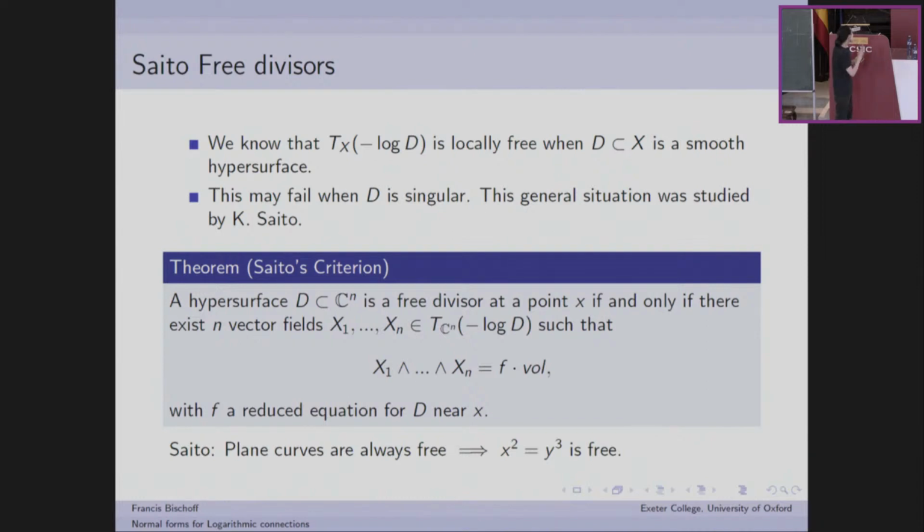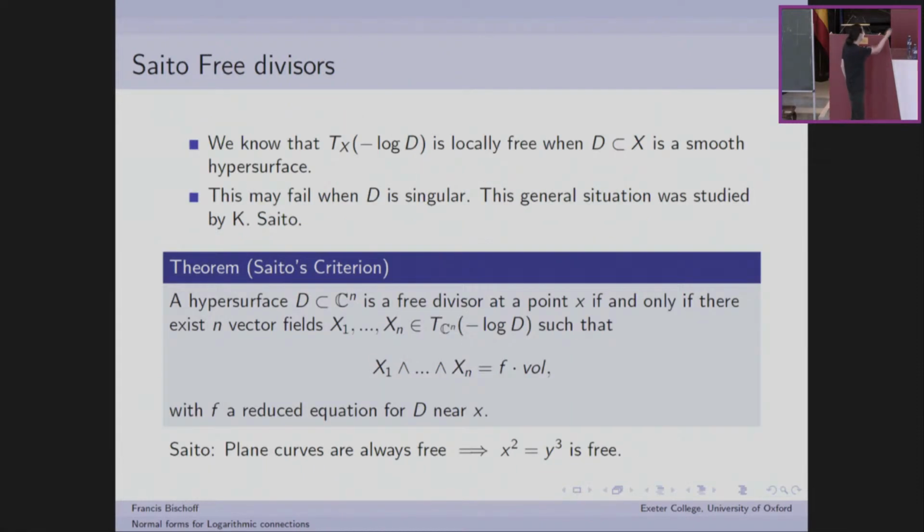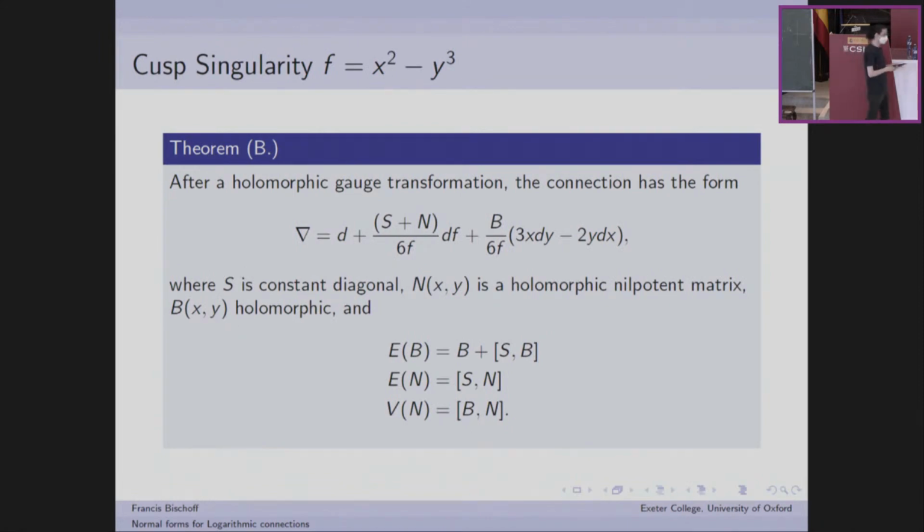Okay, so we're interested in studying these types of connections, and the result that I want to explain is a normal form for these things, and it's given as the following. It's the generalization of the fundamental theorem that I explained at the beginning. It says that you can find a gauge transformation that puts the connection into the following form. Here S is a constant diagonal matrix, N is nilpotent, and B is just holomorphic, but they have to satisfy this system of equations.